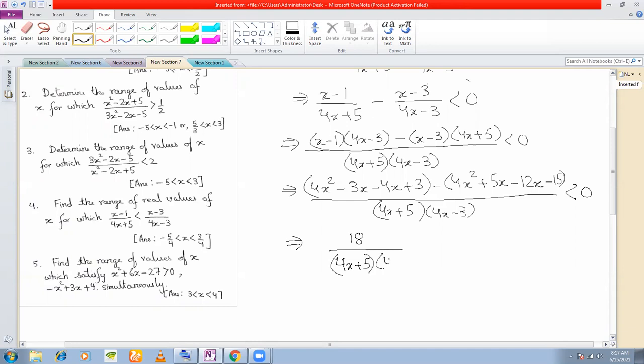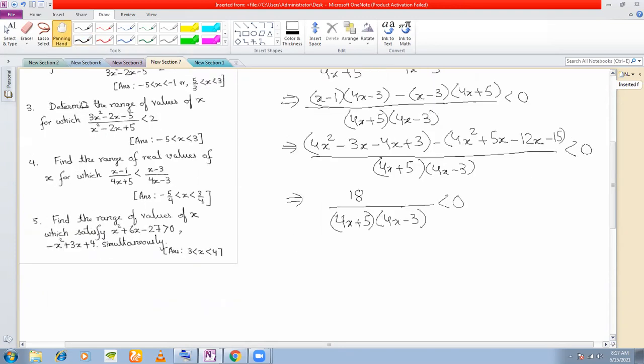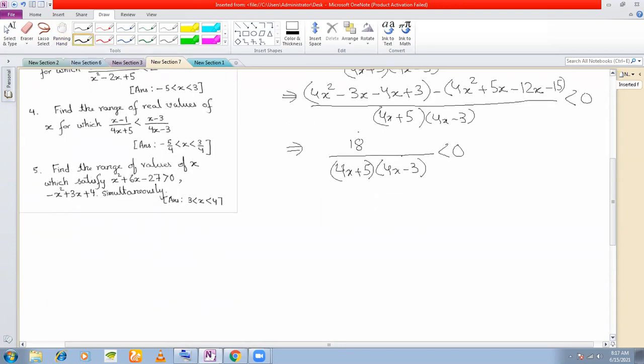4x plus 5 into 4x minus 3 is less than 0. So see, this fraction is less than 0. This fraction is negative. And also you see that the numerator of this fraction is positive. That means the denominator must be negative. That means 4x plus 5 into 4x minus 3 must be negative.